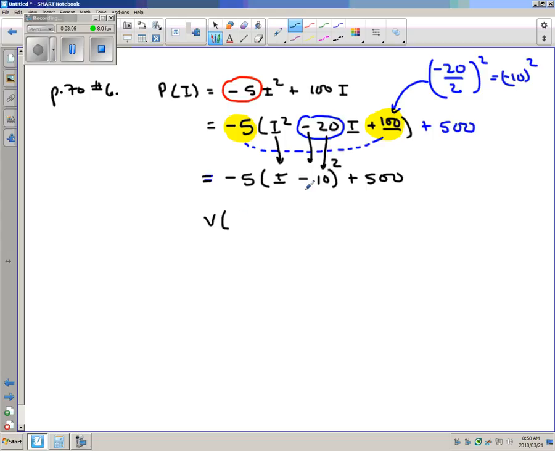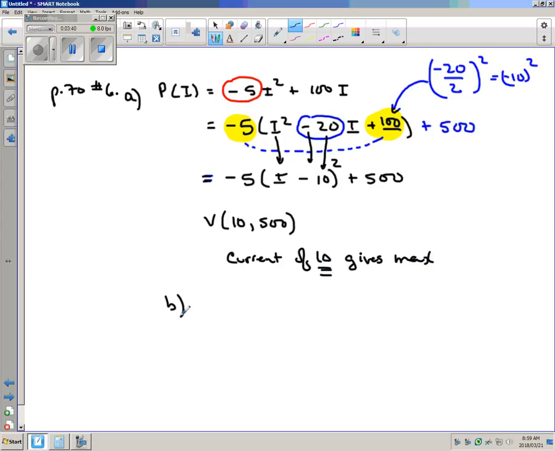What's the vertex? You now have vertex form. The vertex is 10, 500. The question was, what value of the current will maximize the power? So this is me doing 6a. What value of the current, which is the I? Well, there it is. A current of 10 gives max. So that's the answer for part A. They're looking for that 10.